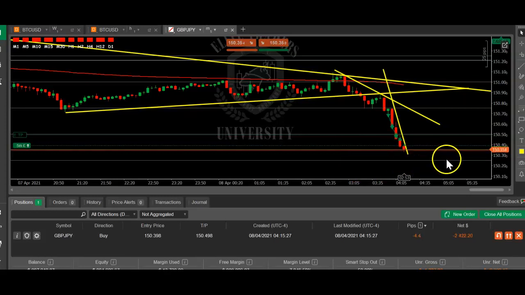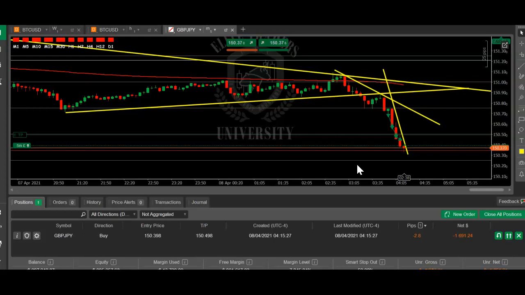The next quarter line is down here. This is 150.25. If it pushes down 8, 9, 10 pips, I'll probably hit another one into it. Okay.